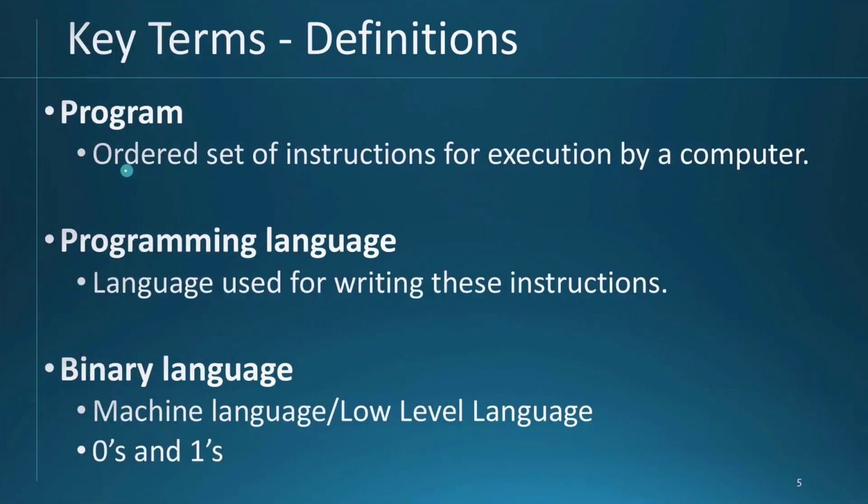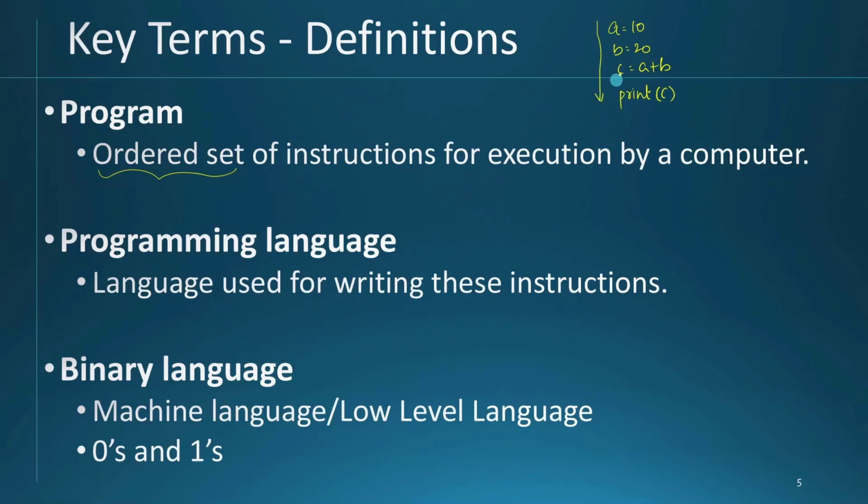Now what is a program? A program is an ordered set of instructions for execution by a computer. Now this is trivial, you can understand what a program is. Now what do you mean by an ordered set? Assume that you are writing a program to add two numbers together and print the result. So if I write a is equal to 10, b is equal to 20, and c is equal to a plus b, and after that I give the command to print the result of c.